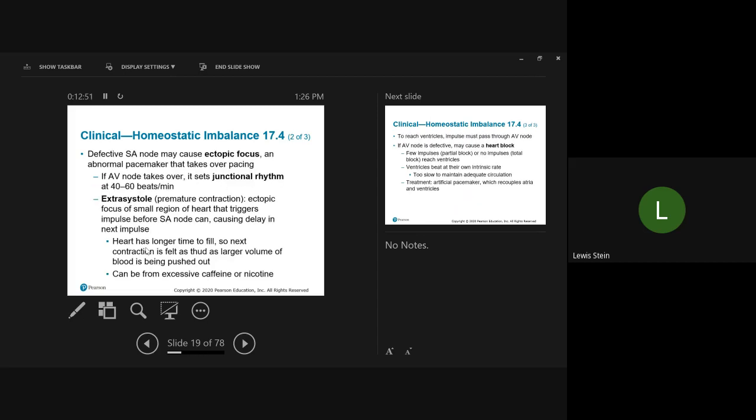Ectopic focus means when it's not at the SA node, the junctional rhythm or nodal, N-O-D-A-L rhythm, are the same terms, 40 to 60 beats. Getting an extra beat is not that unusual, okay? And so what happens is as long as they're not persistent and just occasional, it sort of makes it a slight degree of irregularity. When you start making too many of those, you create turbulence, and turbulence leads to clot.